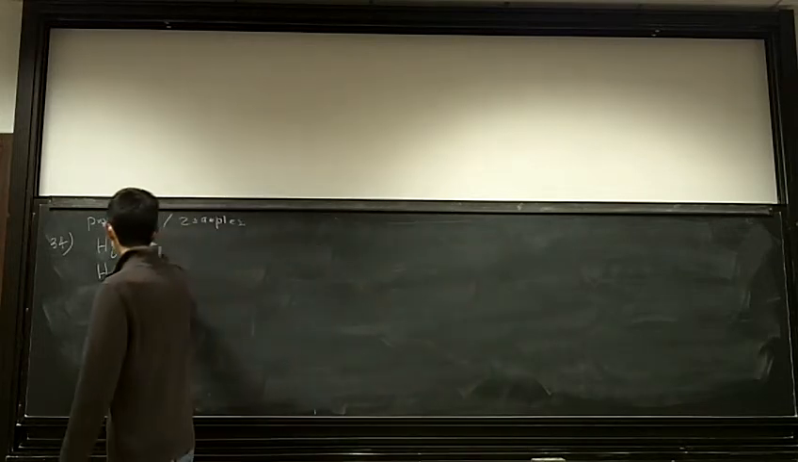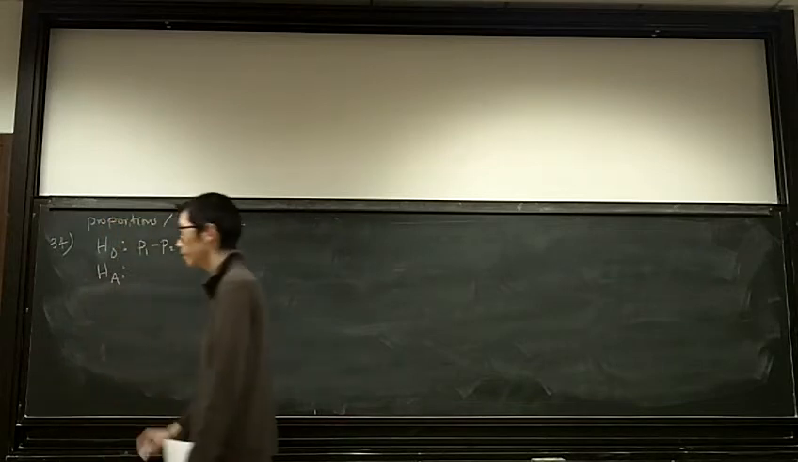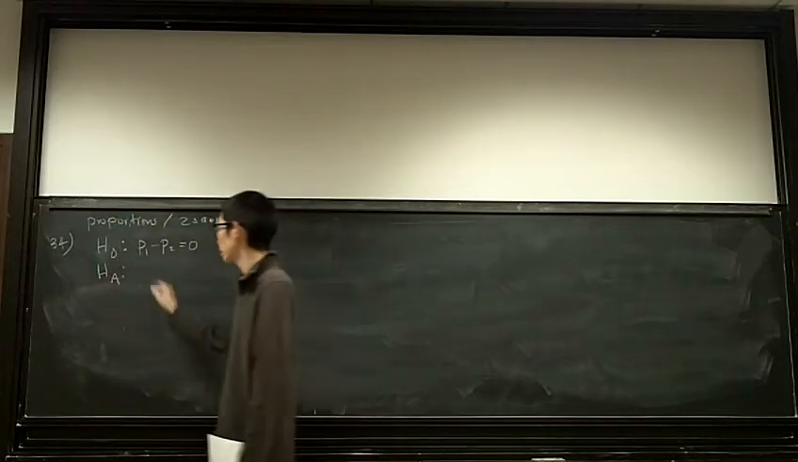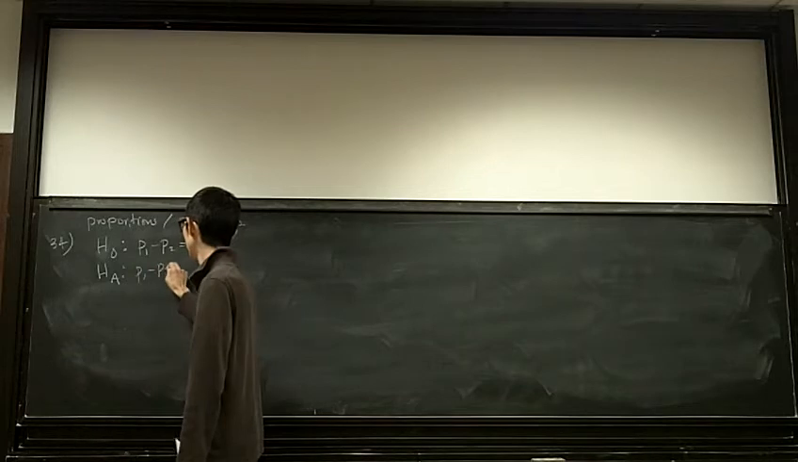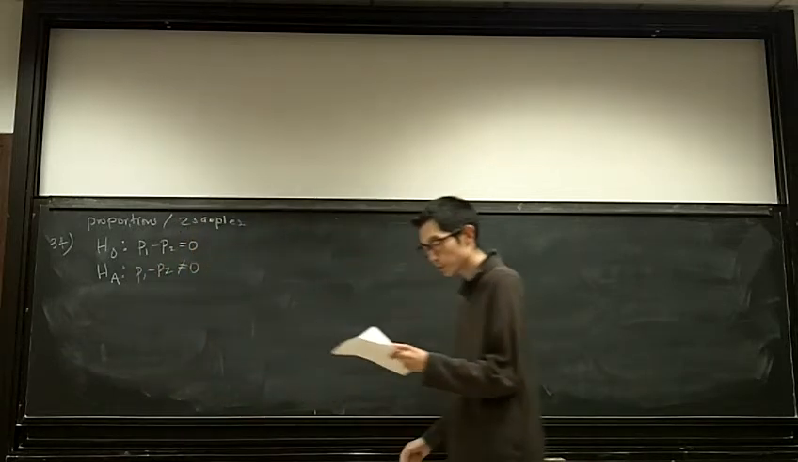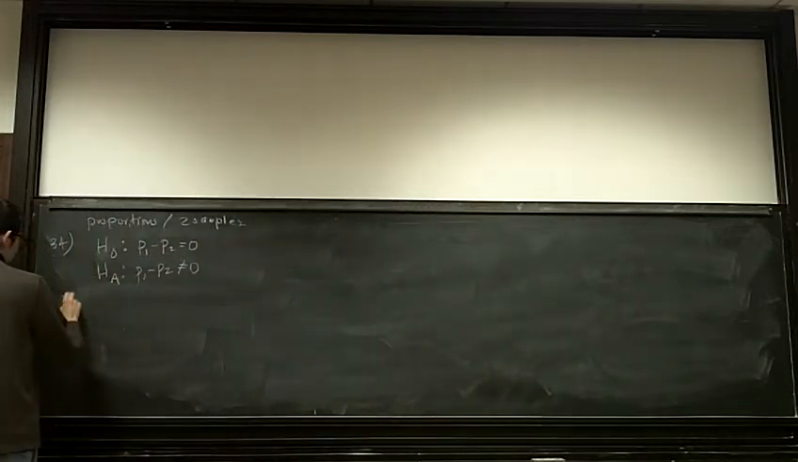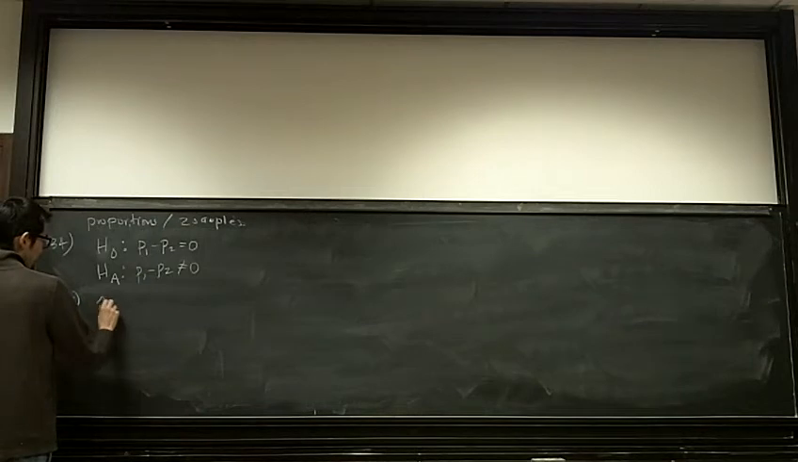P1 equals P2, or P1 minus P2 equals 0. And then the alternative, P1 minus P2 not equal to 0. So that's 34. For 35, it's asking what is P hat.